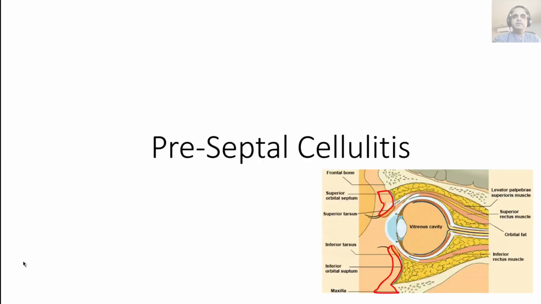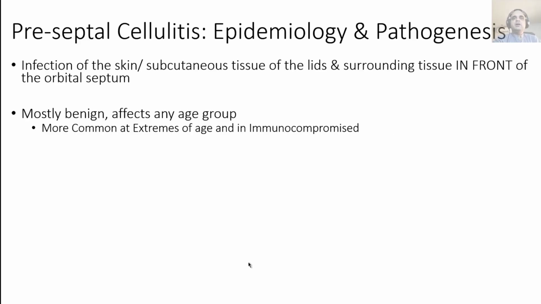We'll start off with pre-septal cellulitis, and that is the infection in the tissues anterior to the orbital septum, which are basically your lid and surrounding tissue. So again, we have done the definition, which is infection of the skin or the subcutaneous tissue of the lid or the surrounding tissues, which is in front of the orbital septum.